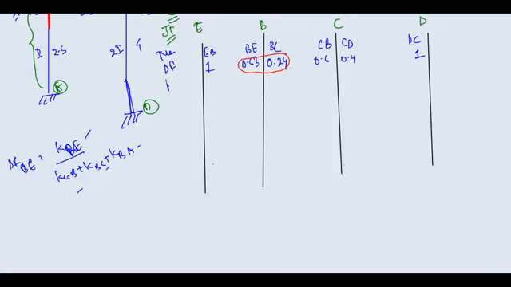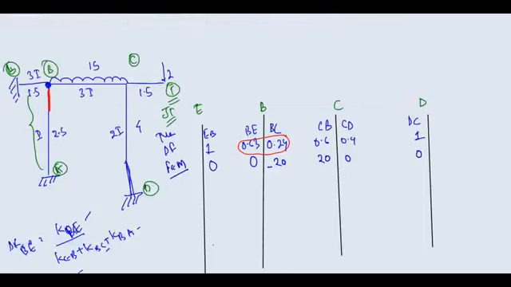Now fixed end moment. What is the fixed end moment for BE? I think it is 0. Here also 0. Here you will get WL square by 12, so you have minus 20 here and plus 20 here, and here also you are having 0.